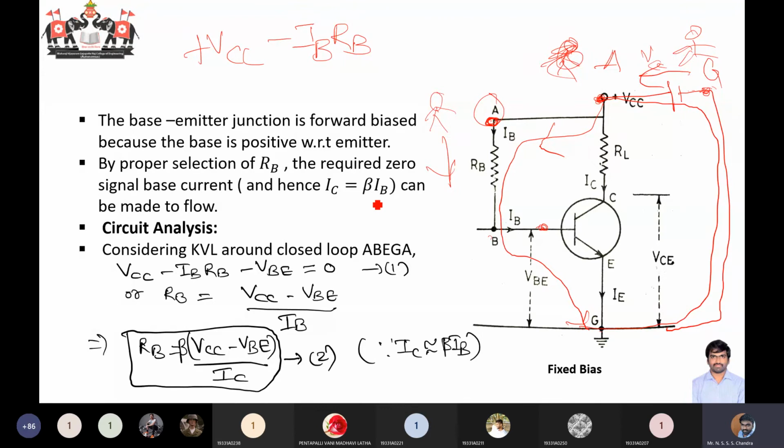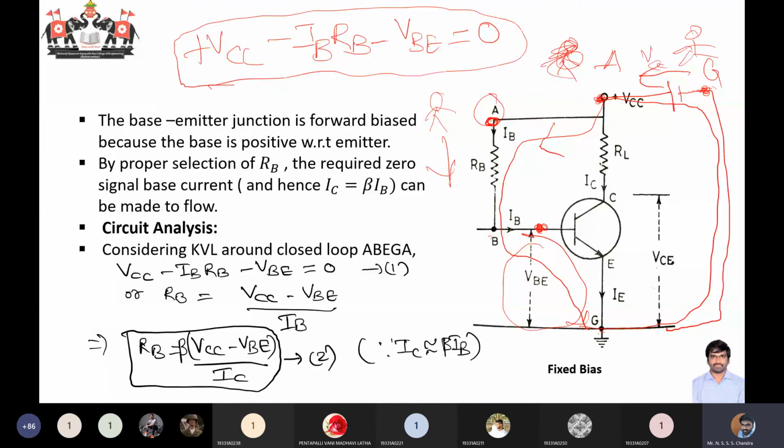Now I have come to the base point B. From the base towards the emitter, I have a voltage drop VBE. So VBE is the drop between your base and emitter, and I am writing the drop as minus VBE. Now come back to the ground point. So I completed the entire circuit, the entire loop I have covered, so I'll be writing it as 0. So this is my KVL equation: plus VCC minus IBRB minus VBE equal to 0.